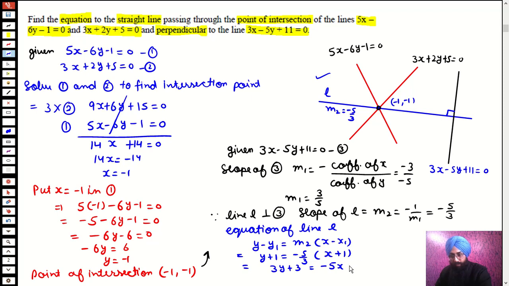minus 5. So this comes on this side, it becomes 5x plus 3y plus 8 equals 0. So this is the final equation of the required line. I hope you understood this question. Let's take one more question now.